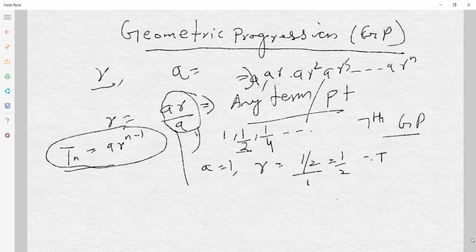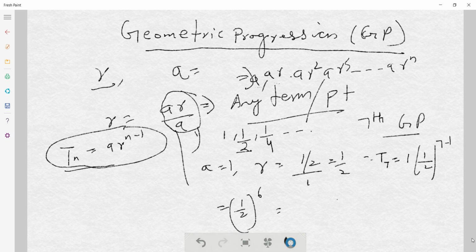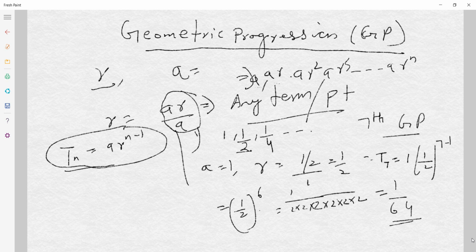We're going to find the 7th term of the GP, so T7 equals A, which is 1, times R, which is 1 by 2, to the power n minus 1, which is 7 minus 1, so 1 by 2 to the power 6. That is 2 times 2 is 4, times 2 is 8, times 2 is 16, times 2 is 32, times 2 is 64. So this equals 1 by 64. This is how you find it.